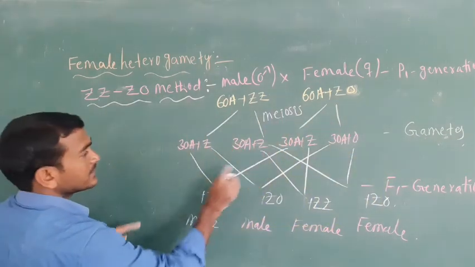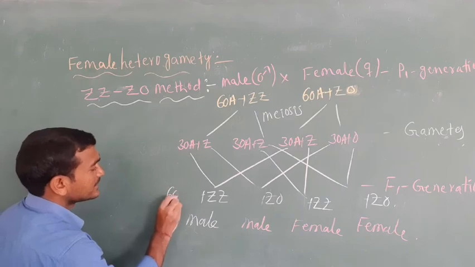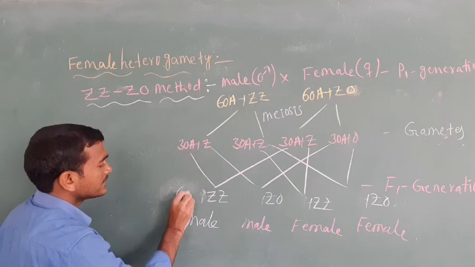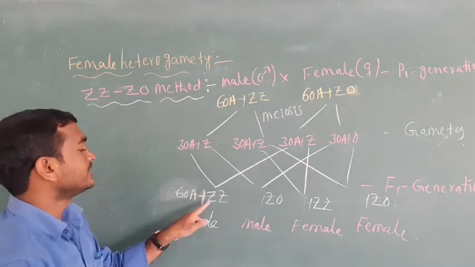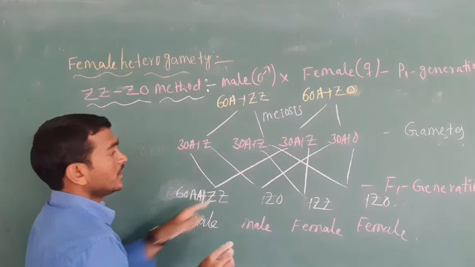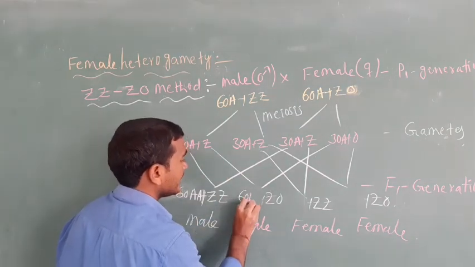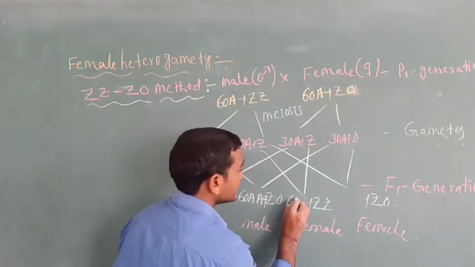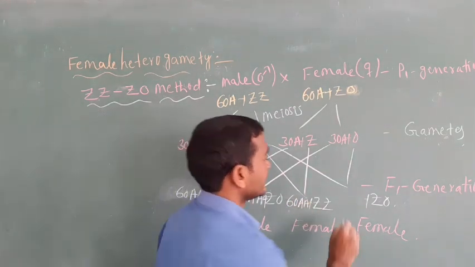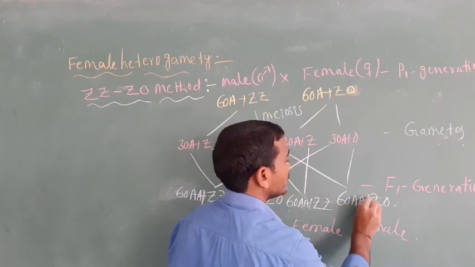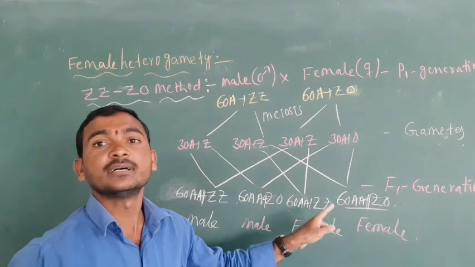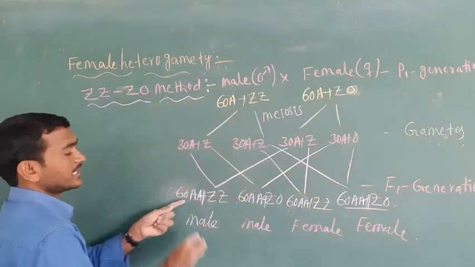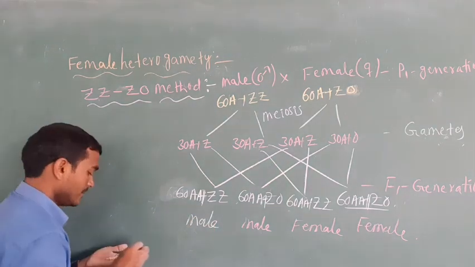Now what happened? This and this, 30 plus 30, how much? 60 autosomes. 60 autosomes plus Z means 62. Now again here the 60 autosomes plus Z0. Same here, what happened? 60 autosomes plus ZZ. Now 60 autosomes plus Z0. It is a female. Now we can consider here it is 60 autosomes ZZ. What is it? A male butterfly.